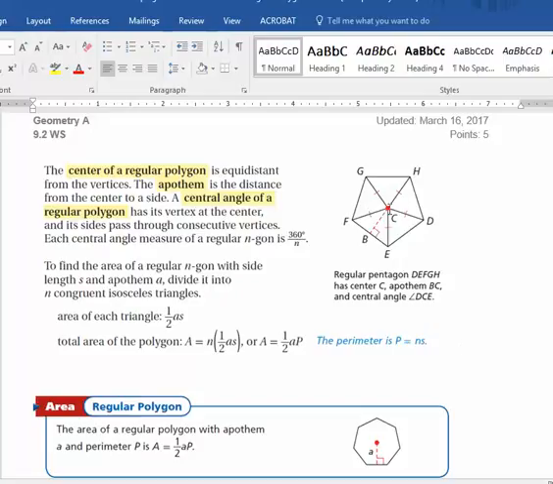So you can divide this into congruent triangles. This pentagon is divided into 1, 2, 3, 4, 5 triangles, and they're all the same. So if I could find the area of one of them, then I would be able to just multiply that by 5, and then I could find the area of the regular polygon. That's essentially what we're going to do in this lesson.